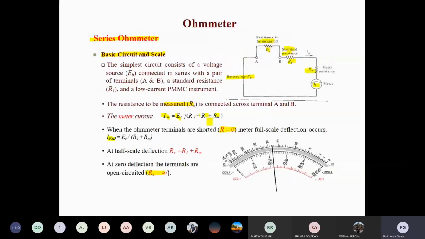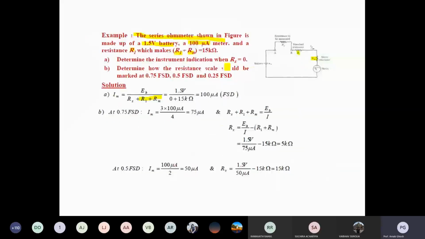So 1.5 divided by R1 plus Rm. Initially they are cross checking the full scale deflection, which is already given. The first consideration is Rx equals 0. They put Rx equals 0 to cross check whether the full scale deflection is the same or not. You are getting 100 microampere, so both are the same, and it satisfies your consideration.